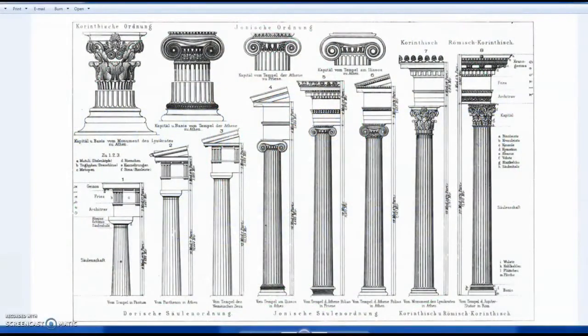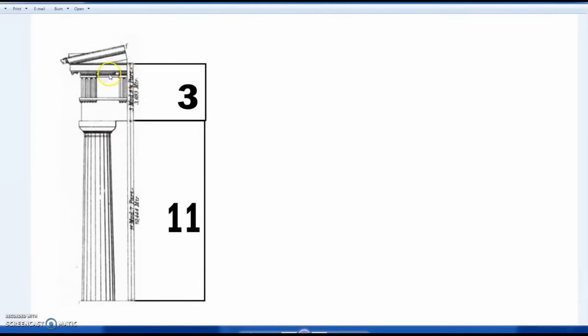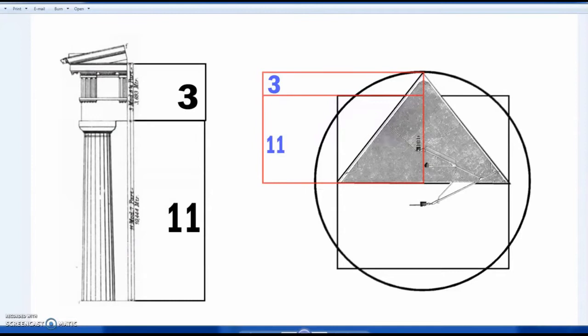Hello, I'm going to do another extension in regards to the Parthenon, but it's worth going back. So part one of this series of the Parthenon, and what we have here is the Parthenon columns. You can even see the module, so basically the proportions. I'm going to focus in on the columns there, and what we have is a 3:11 ratio. Very important because that's the ratio of the Great Pyramid.